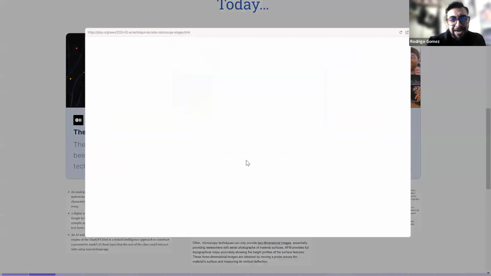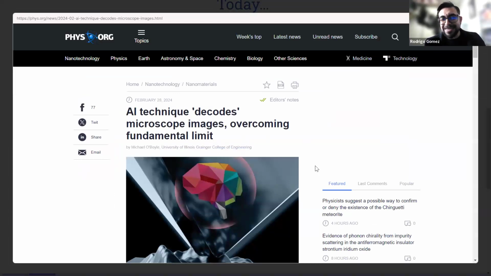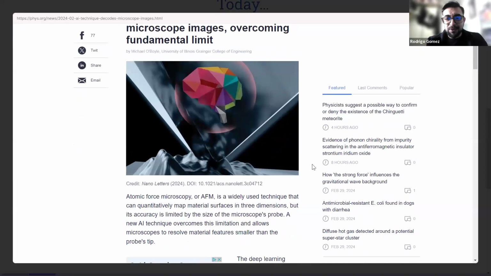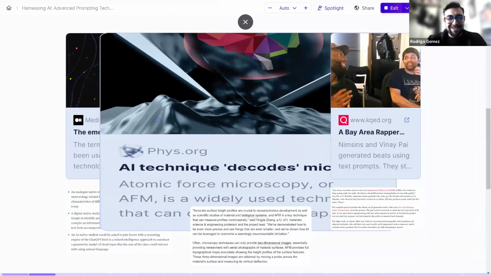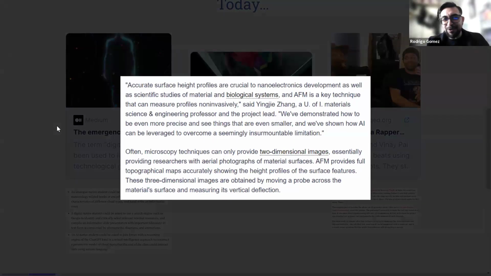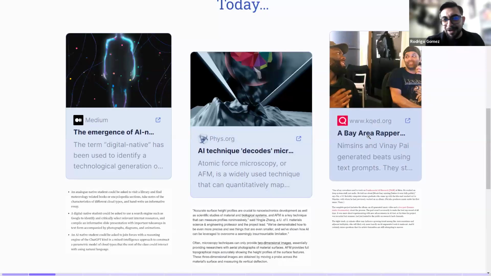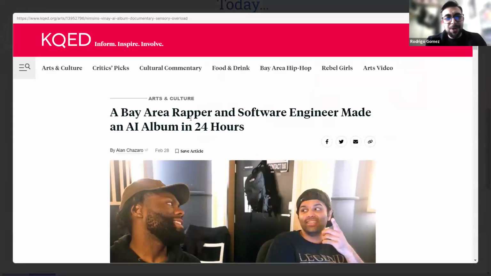read the whole thing. I also liked this one here about how an AI technique decodes microscopic images, overcoming a fundamental limit. So the key idea here was that with AI you can go very minuscule. And so, accurate surface height profiles are crucial to nanoelectronics. Microscopy techniques can only provide two-dimensional images, but with AI, they could make them 3D and determine new answers from these models.